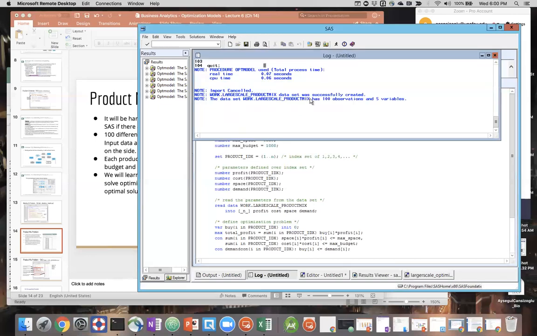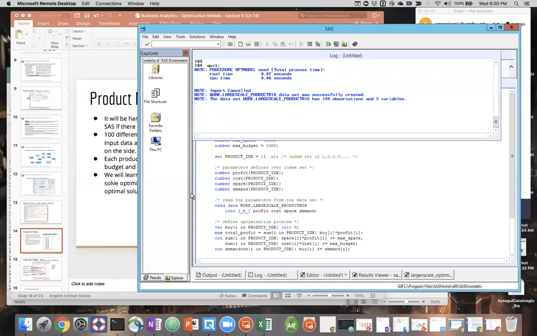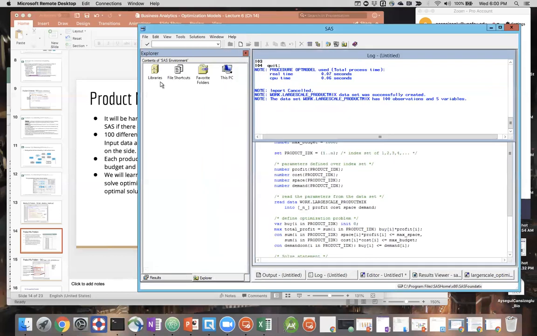Okay, now this data, let's check the log. It seems like, okay, it is imported. It has 100 observations, which means 100 rows, and it has 5 variables. Let's look to see whether it's done properly, because sometimes it's imported, but there's a format problem or some other problem.